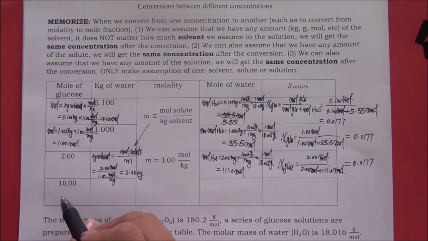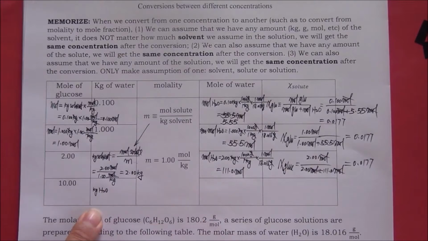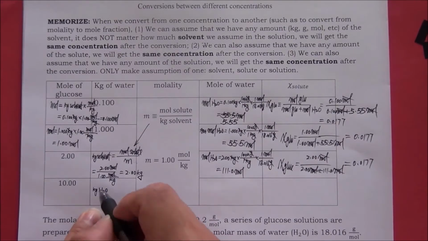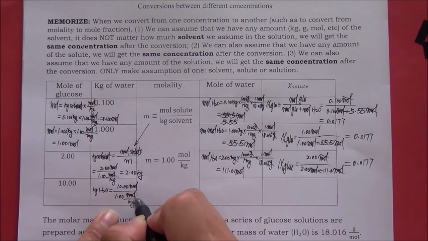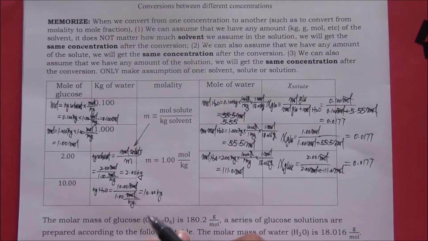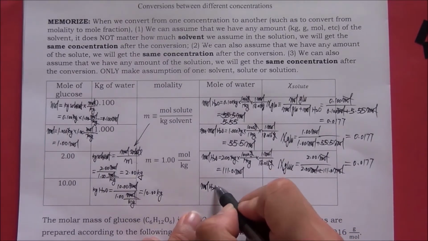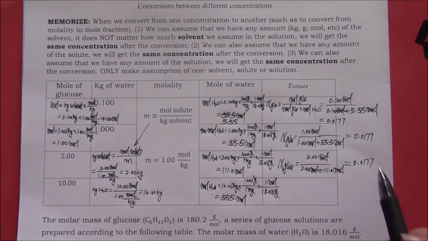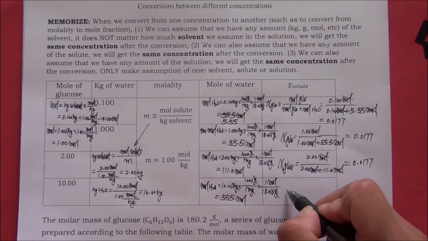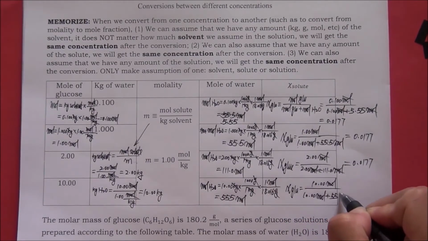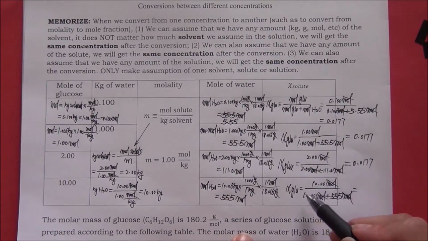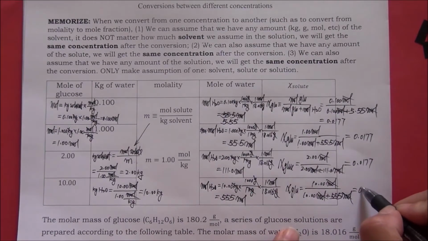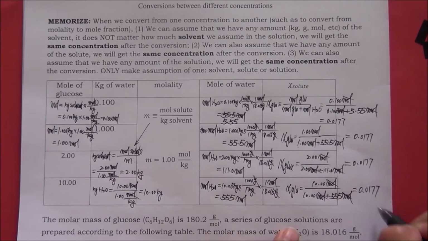Let's look at the last assumption. We assume we have 10.00 moles of glucose. The solvent is water, so we put down kilogram of water. Let's convert the mass of water to moles of water. Let's calculate the mole fraction of the glucose. If we punch these three numbers into a calculator, we will get 0.0177.